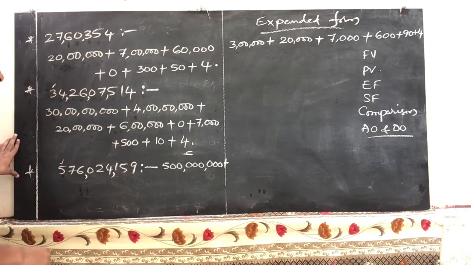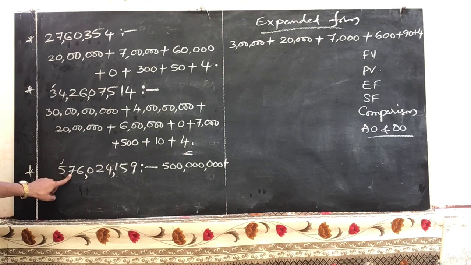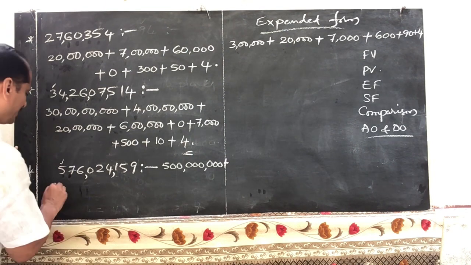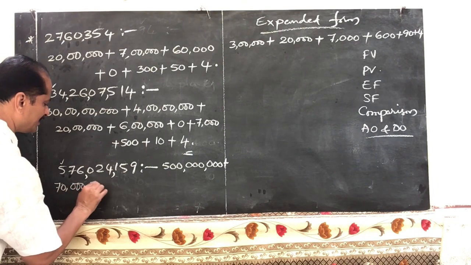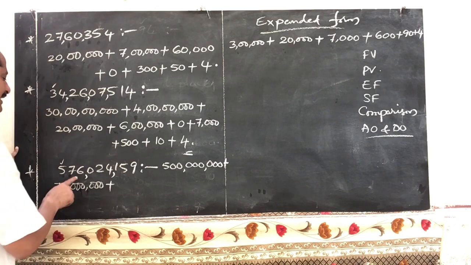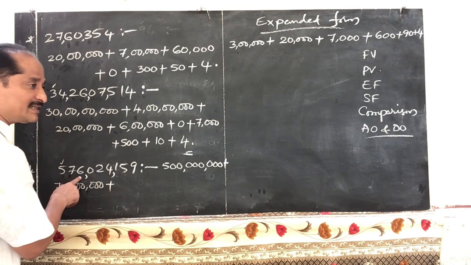Plus 7. Place value of 7. 7 into 10 million, 70 millions. Millions, thousands, units. Plus 6. 6 is in 1 million's place.